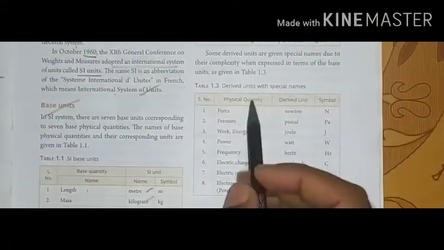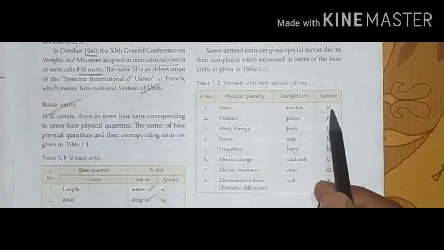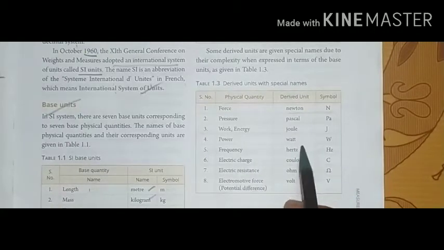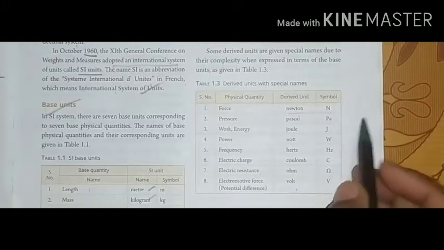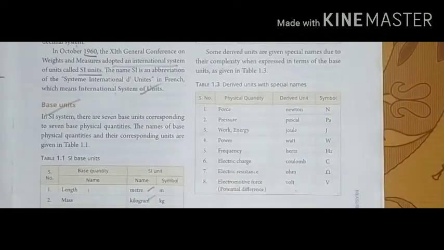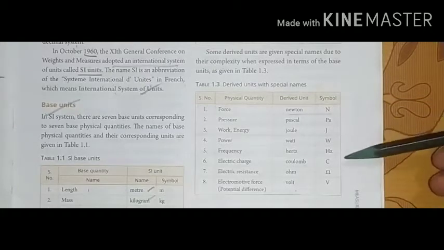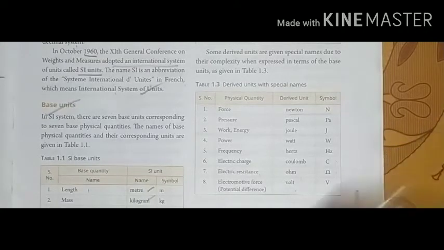Now some derived units. Force, Newton, symbol N. Pressure, Pascal. Work and energy, Joule. Power, Watt. Frequency, Hertz. Electric charge, Coulomb. Electric resistance, Ohm. Electromotive force, Volt. These are some derived units with special names. Remember these symbols: N for Newton, Pa for Pascal, J for Joule, W for Watt, Hz for Hertz, C for Coulomb, this sign for Ohm, and this is for Volt.